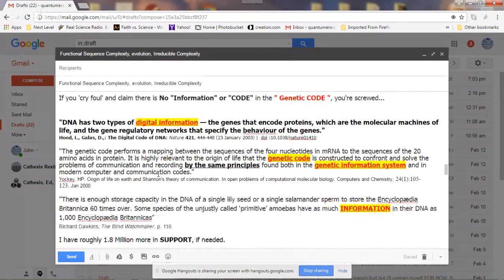From Hood in Nature in 2003, the title sets it apart right there. We can stop right here: digital coded DNA. Over. But we won't. DNA has two types of digital information: the genes that encode proteins, which are the molecular machines of life, we just got done talking about one, kinesin, and the gene regulatory networks that specify the behavior of the genes.